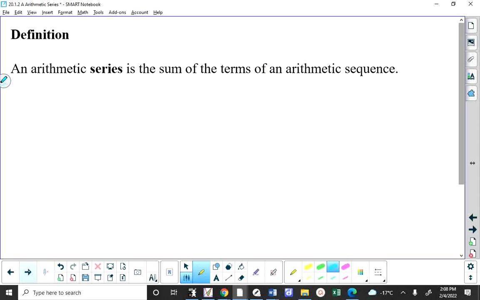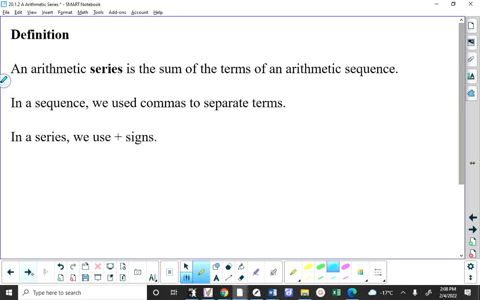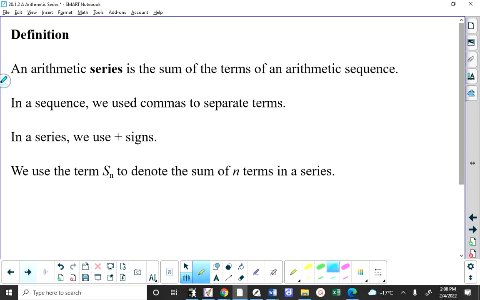So what is the definition of a series? Forget about arithmetic. A series is what you get when you add the terms together from a sequence. That's the series. So an arithmetic series is the sum of the terms of an arithmetic sequence. In a sequence, we use commas to separate things, but in a series, we use addition symbols or signs. So for example, I'll get to that in a second. And we use Sn to tell us the sum of n terms.